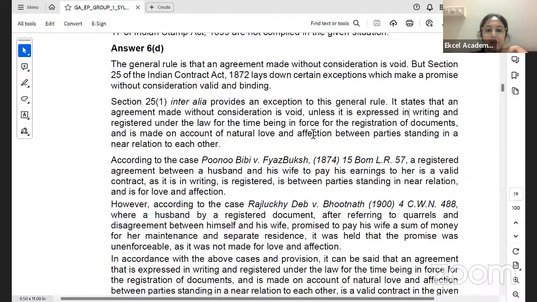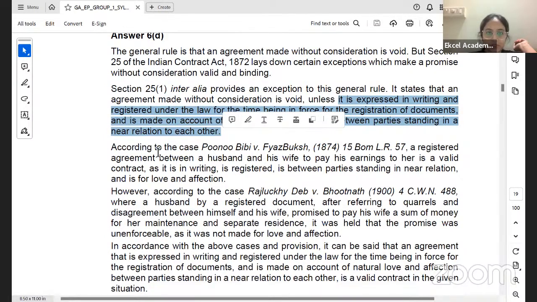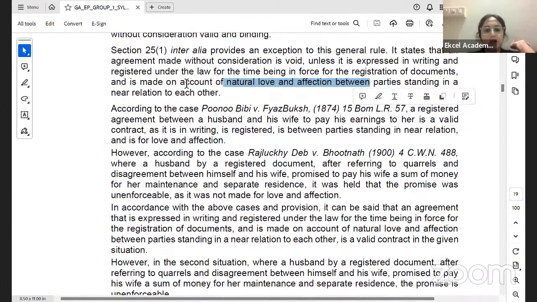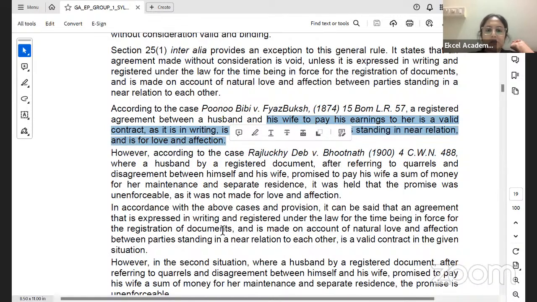So first we will see this. It says that an agreement made without consideration is void unless it is expressed in writing and registered under the law for the time being in force for registration of documents, and it is made out of natural love and affection between the parties standing in a near relation. So in this case, a registered agreement between husband and wife to pay his earnings is a valid contract. That was decided in Punu Bibi versus Fayaz Baksh also. It is in writing, registered, and out of natural love and affection, so it comes under the exceptions. Even though it is without consideration, it is valid.